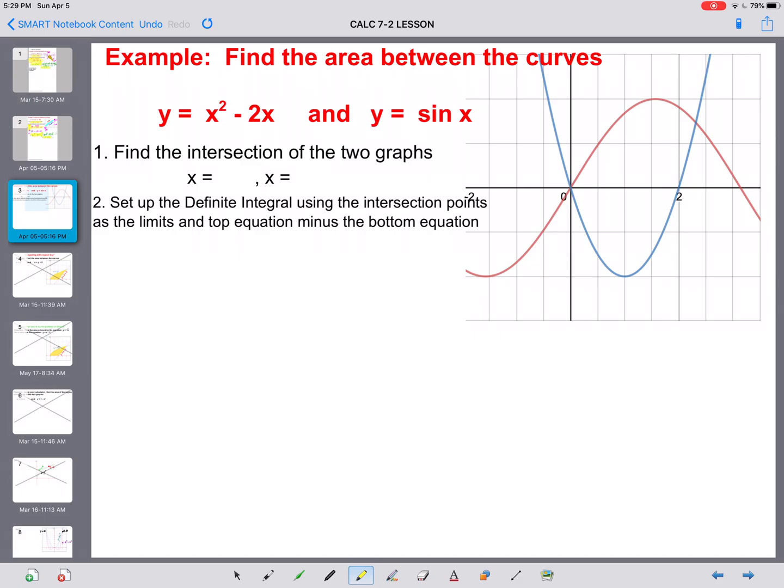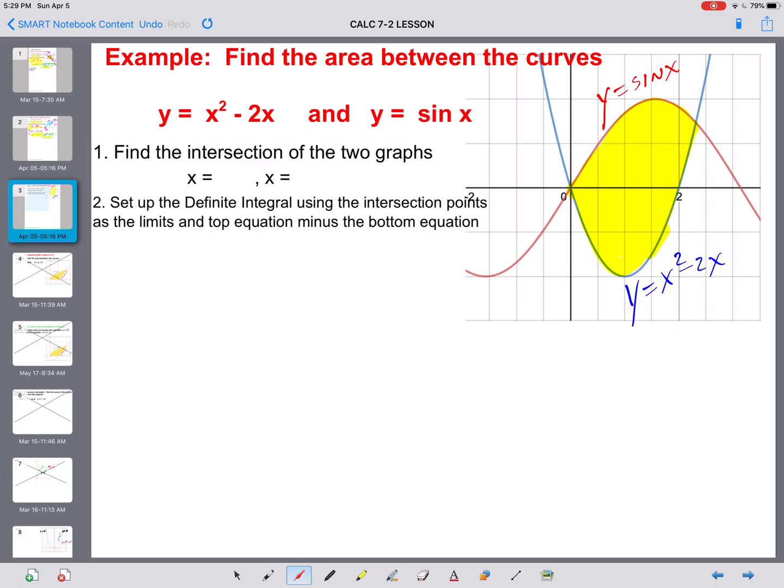Here we are. We've got these two graphs, and I want to find this area. There's the area that I want to find right in between these two graphs. Now, which graph is which? Well, the parabola, x squared minus 2x, is the one right here. Y equals x squared minus 2x. The one on top is the sine graph. Y equals sine of x.